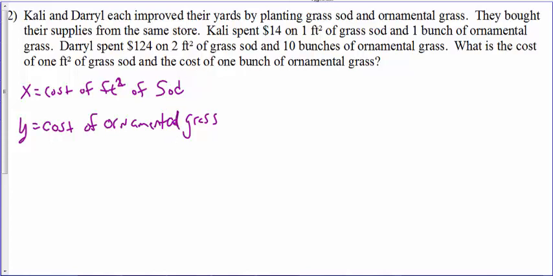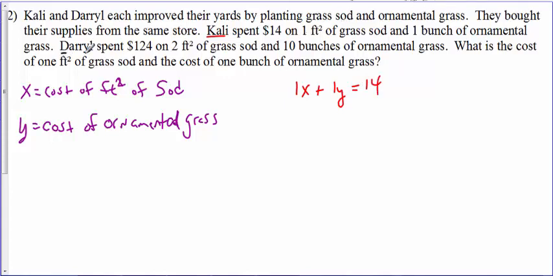Now, again, like the other problem, we have 2 people that are buying 2 different things, so it's the same type of equation. We're going to be talking about what Callie spent. Callie spent $14 on 1 square foot of grass sod and 1 bunch of ornamental grass. So she had 1 of sod and 1 of ornamental grass, and she spent $14.